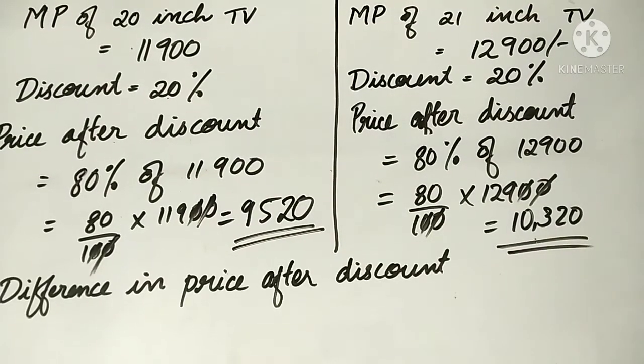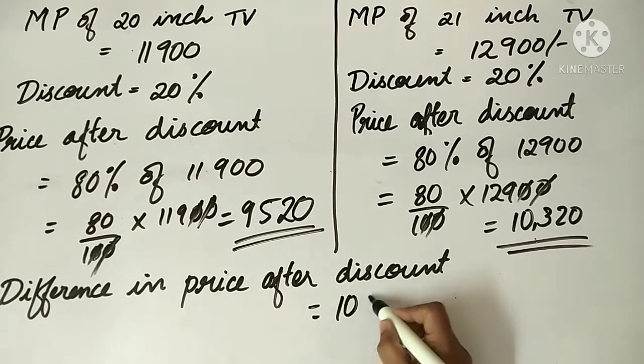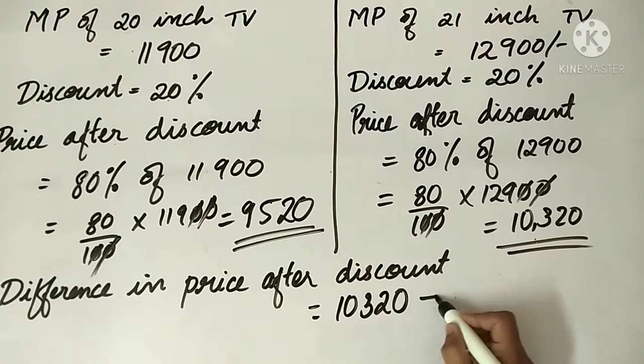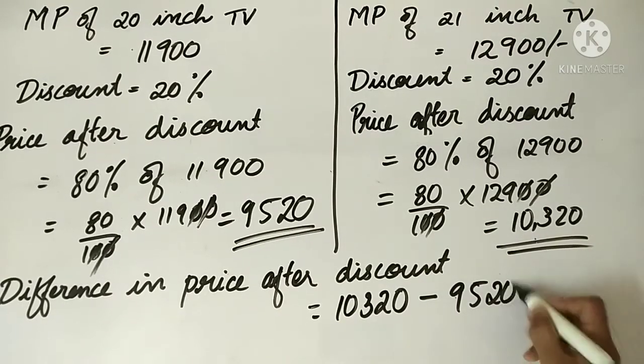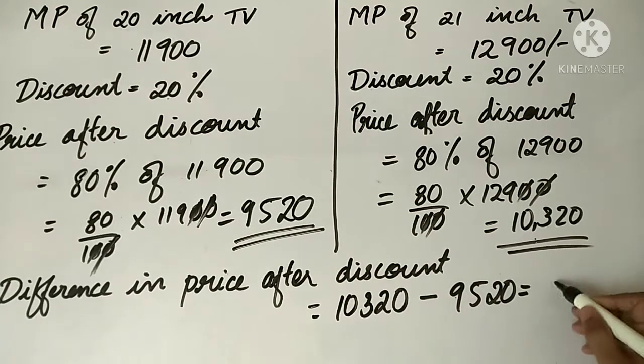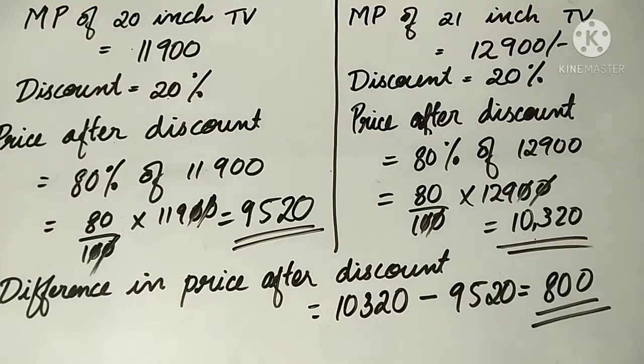Second part of the question is difference in price after discount is equal to 10,320 minus 9,520. That is equal to rupees 800.